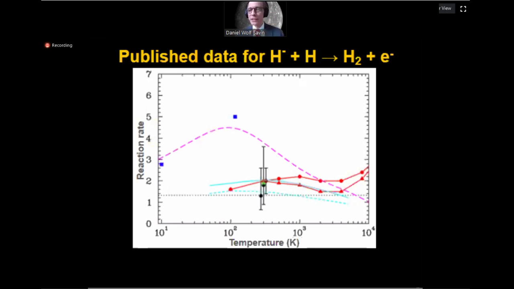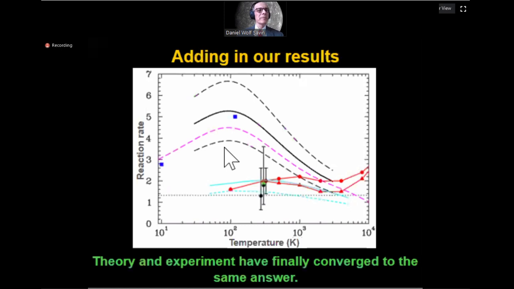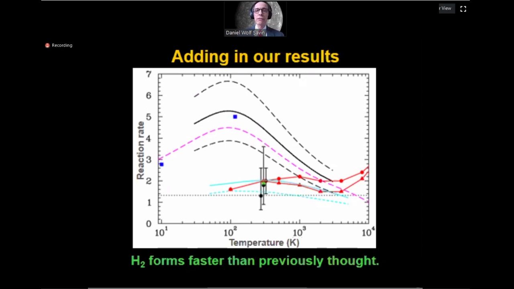So I showed this plot earlier of the previously published theoretical and experimental results. This again is how fast the reaction goes forward as a function of temperature. And you can see the black line shows our experimental result. And we can never measure anything perfectly. So the dashed curve above and below is the uncertainty. And what that means is that the newest theoretical calculations and the newest experimental results have finally converged to the same answer. Molecular hydrogen forms faster than was thought. And that means that the first stars form faster.